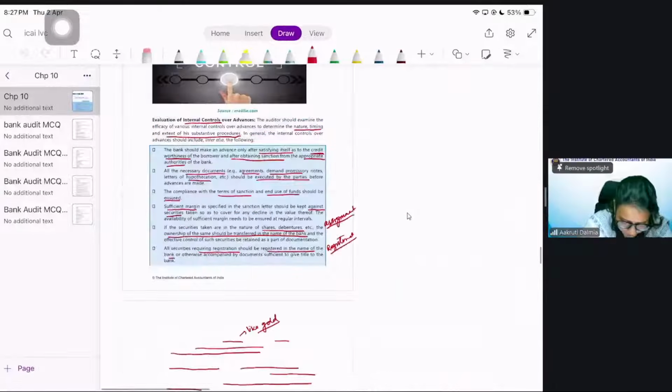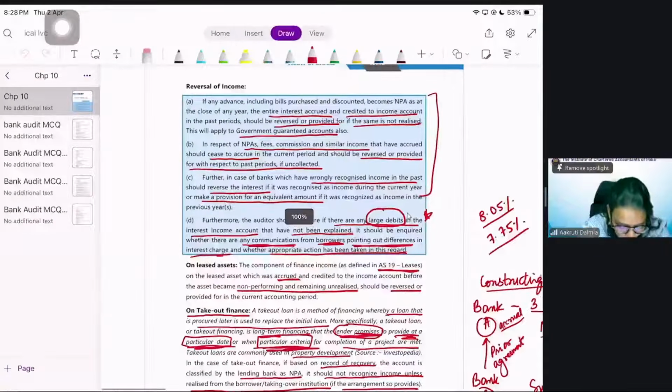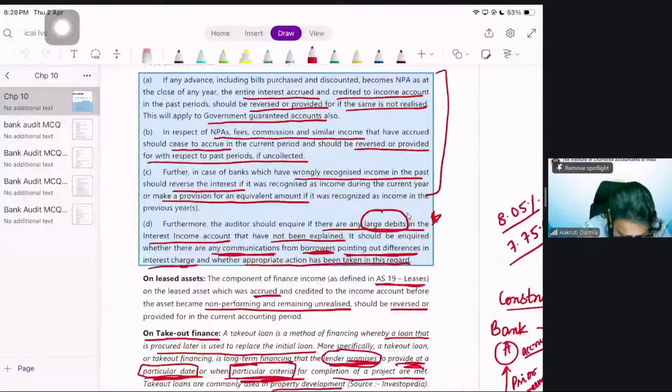This one? Yeah. So what is the topic? Renegotiation, reversal of income. Okay.